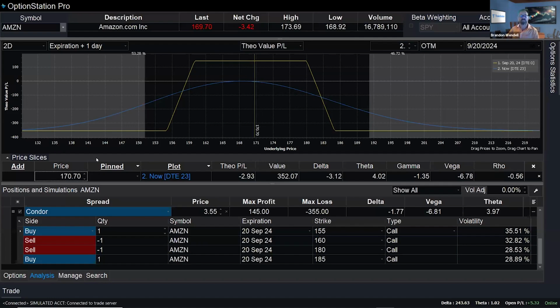170.70. Now we had a small loss, $3. Not a big deal, right? Because we had very limited delta for this position, we have limited exposure there. But volatility can move.